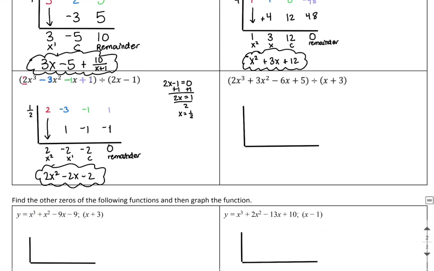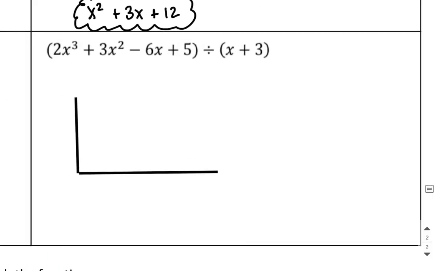Okay, and then trying this one here. My coefficients are 2. I have 3. I have all the powers included from x cubed down.